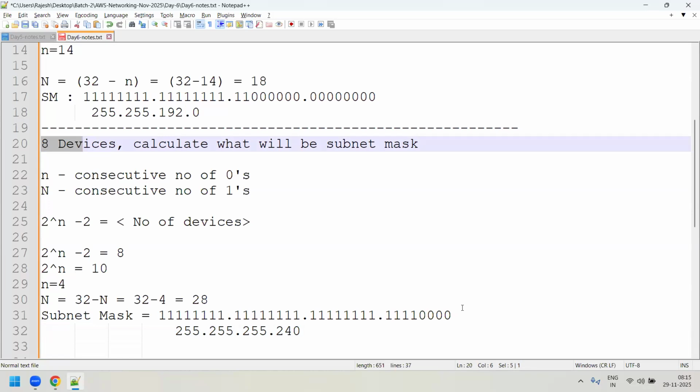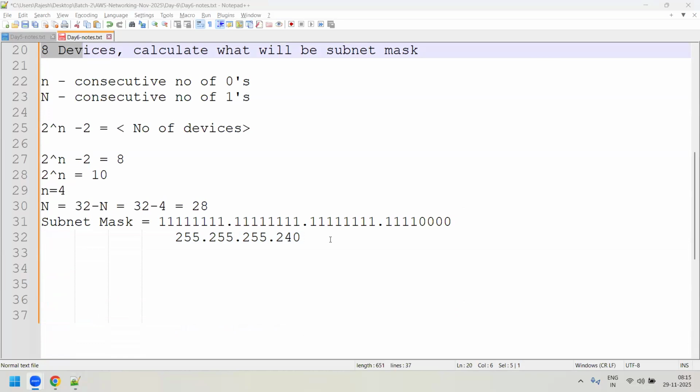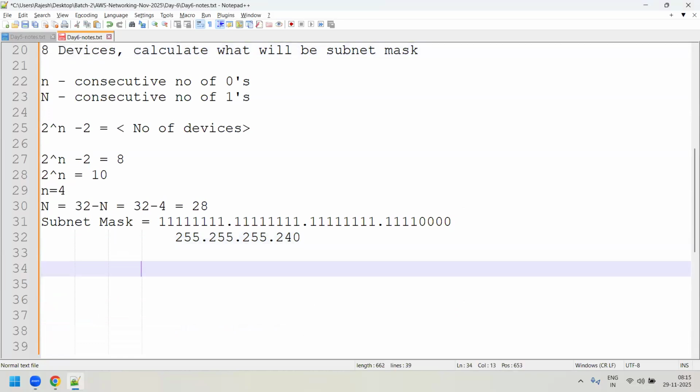Am I clear, sir? So this is what we had learned in our last session. We derived a simple formula, 2 to the power of n, and then tried to come up with a subnet mask. Now, usually in the industry, whenever we denote anything related to the subnet mask, they provide a notation we call the CIDR notation.